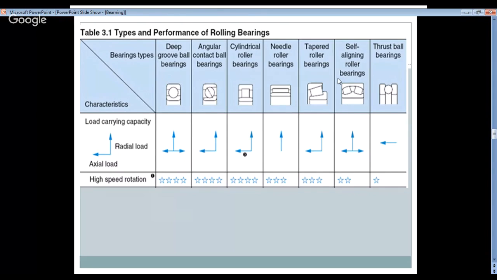In case the shaft is misaligned or maybe eccentric due to heavy load, this type of bearing will be incorporated. Next one is the thrust ball bearing. The thrust ball bearing is mounted vertically with respect to the shaft system, which is only designed to sustain axial loads.